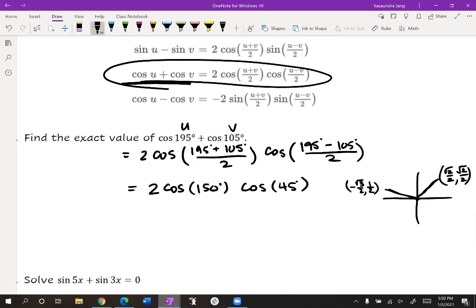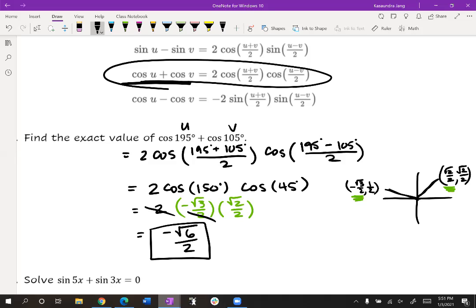So if we had our unit circle memorized, we can now find the cosine, which is the x value of each of these. So here's our x values. We've got cosine of 150 was a negative root 3 over 2, and the cosine of 45 was a root 2 over 2. And we still have this 2 in front. If I divide that out, I'm going to end up with a negative, and root 3 times root 2 would be like a root 6 over 2. There is my exact value that they were going for.